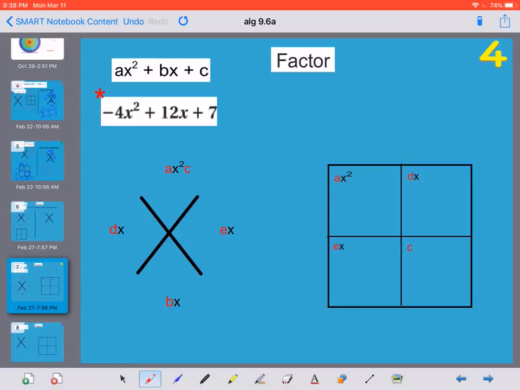Alright, so we're going to factor this one. It's going to be a little bit tougher. So we're going to take ax squared times c. So our a is negative 4. Negative 4 times 7 is going to give us negative 28x squared. Our b is going to be 12x.